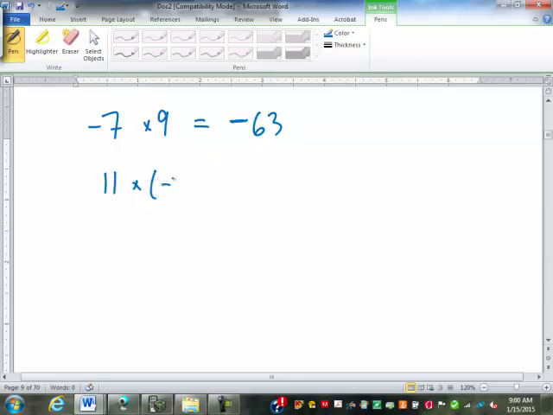11 times a negative 4. Positive or negative? Negative. Good, because there's one of each. One positive and one negative when we're multiplying will always be negative. 11 times 4? 44. So multiplying the numbers doesn't change. All you have to do is figure out whether the answer is positive or negative.